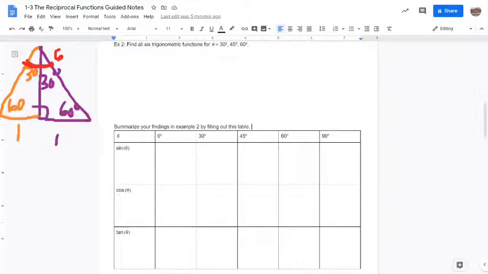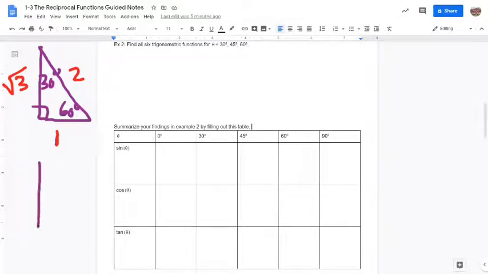So if I get rid of all that stuff now, that's why in a 30, 60, 90 triangle, the hypotenuse is always double the short leg, because it's like a half of an equilateral triangle. Then if we did the Pythagorean theorem, this side right here would be root 3. And since we're going to need it later, let's do the 45, 45, 90 triangle.